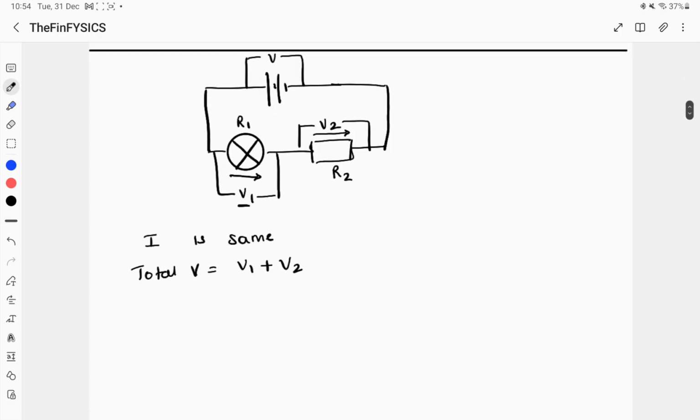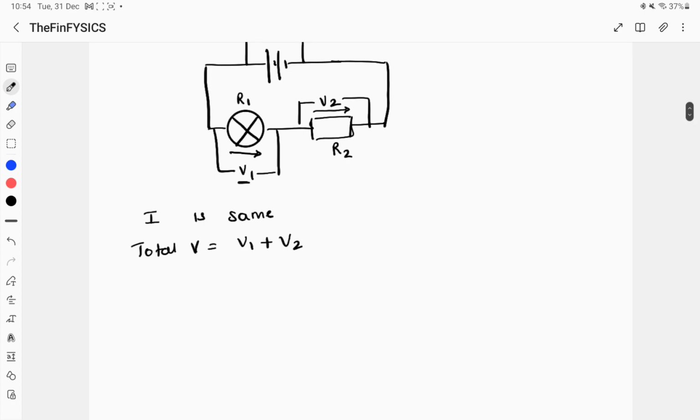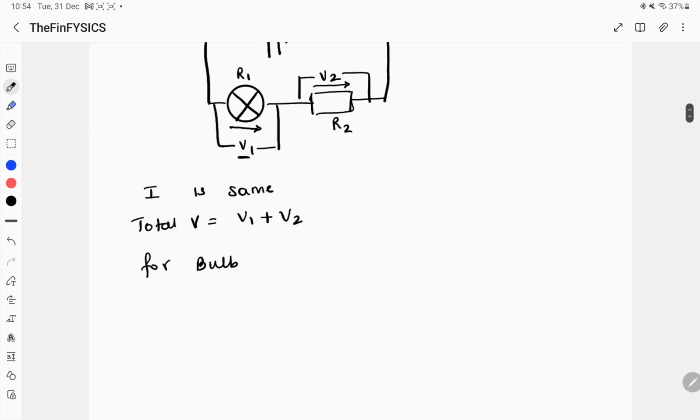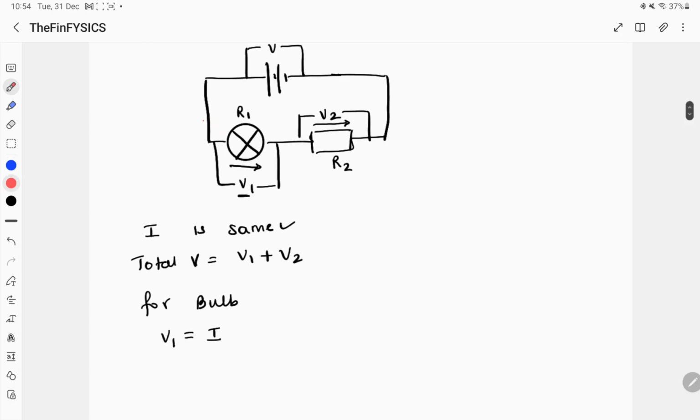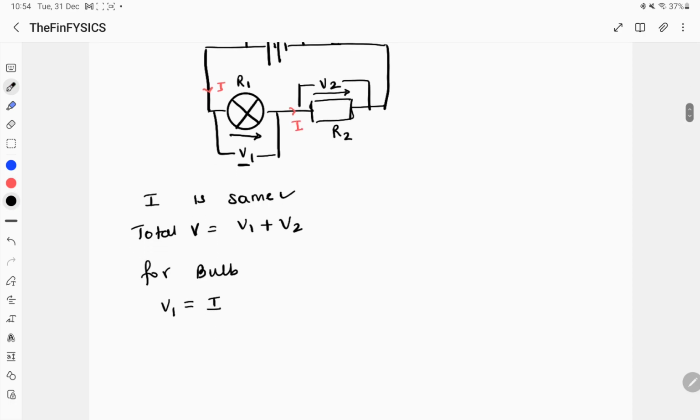I also know that because this circuit has fixed resistors or other ohmic conductors, Ohm's law is obeyed. So for the bulb, can I say the voltage across the bulb, V1, is the current flowing through it? Let the current flowing through the bulb and through the resistor be I. So V1 becomes I times the resistance of the bulb.